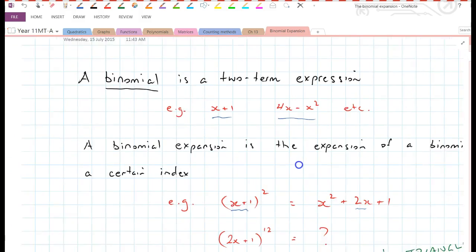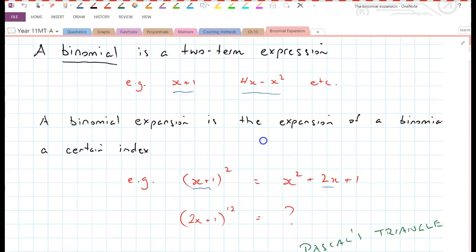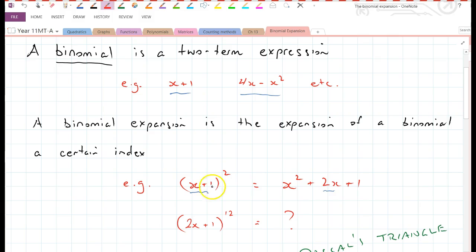The binomial expansion is dealing with taking that binomial expression and raising it to a power. So something like x plus 1 squared, 2x plus 1 to the power of 12. That's what a binomial expansion is concerned with, right? So we've been doing these sort of expansions, power 2 expansions, for years. So there's nothing mysterious about that.